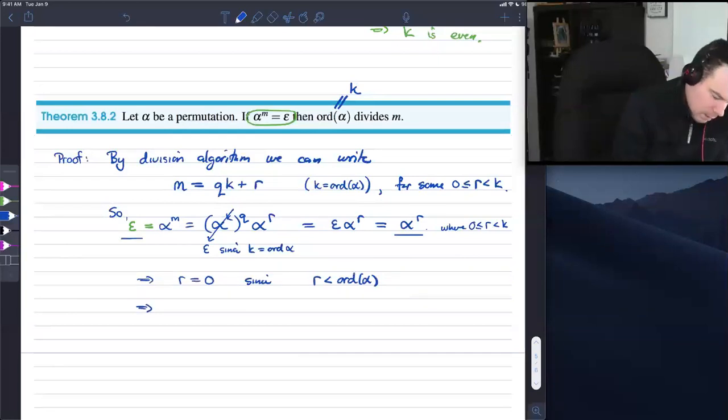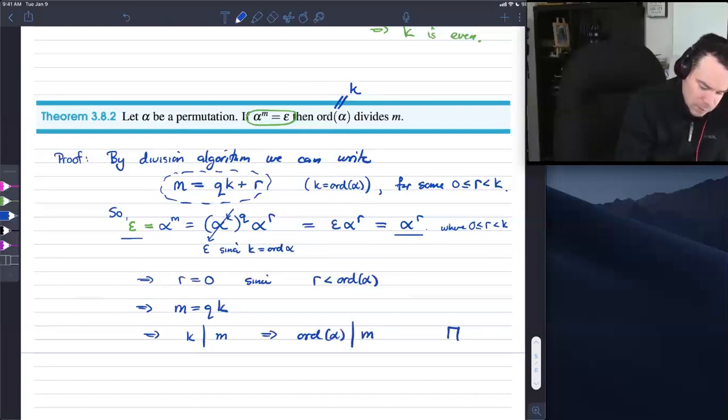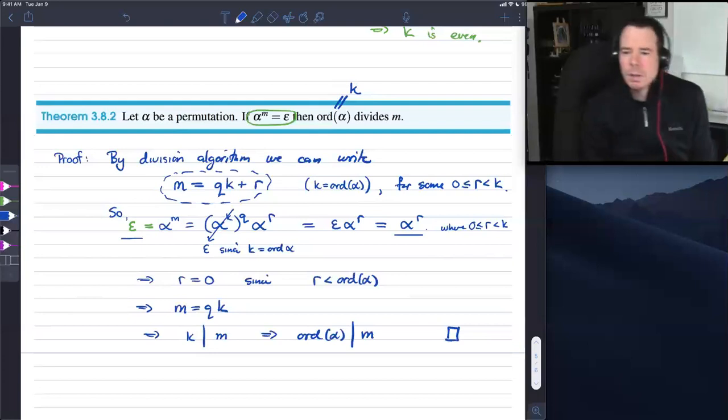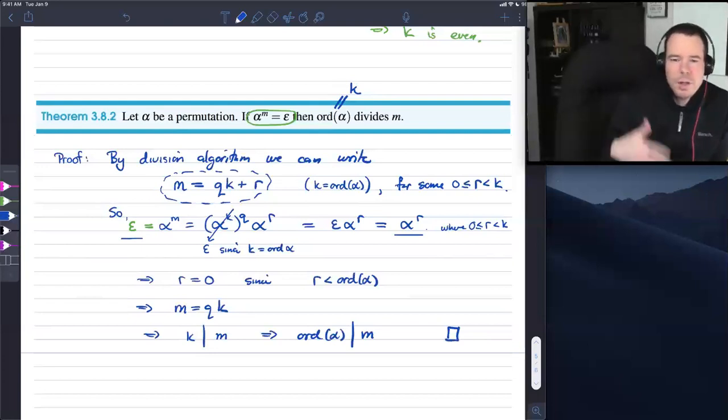And if r is 0, then I look back at this expression here, and I say, well, if r is 0, then that means m is equal to k times q, which means that k had to divide m. In other words, the order of alpha had to divide m. So that's the end of our proof. Okay, so I just wanted to show you how those results from number theory come into play here that we developed, divisibility, remainders, and whatnot.